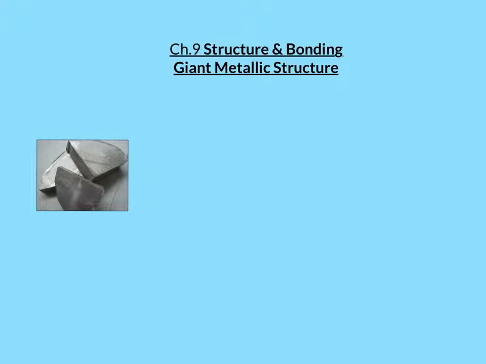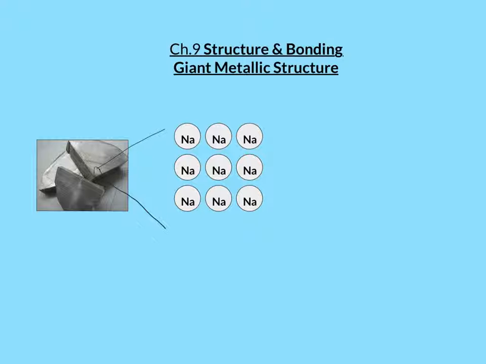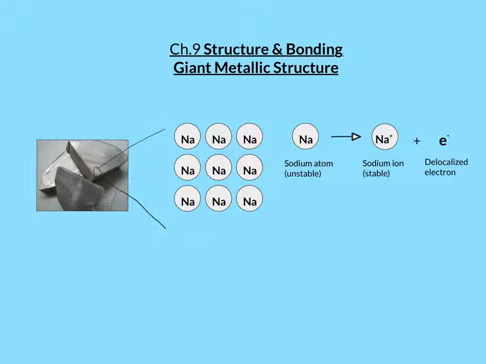As you have seen on the screen, there is a block of sodium metal. If we can magnify it and observe the structure of the sodium metal, you will see there are tons of sodium atoms. But the sodium atoms are not stable in this state. They have to remove the outermost shell electron to become the sodium ion, that is Na+. And the outermost shell electrons that are removed from the atom become delocalized electrons because they can move freely around the metallic structure.